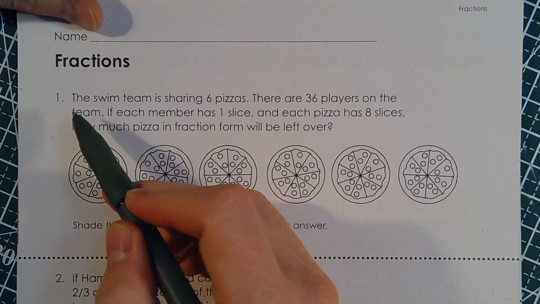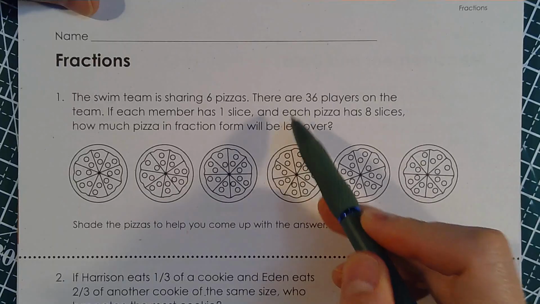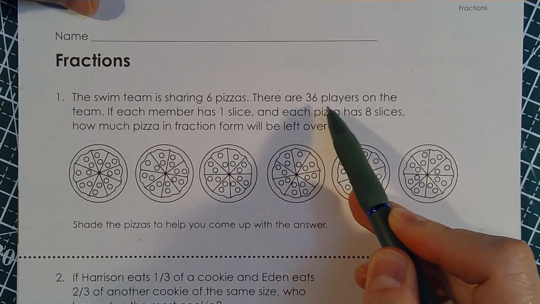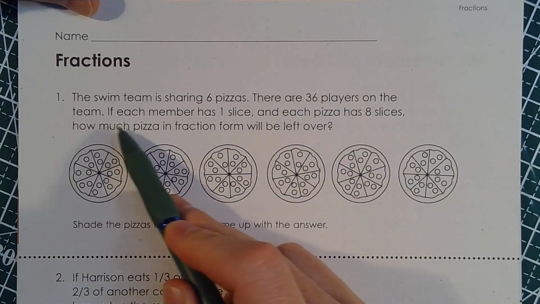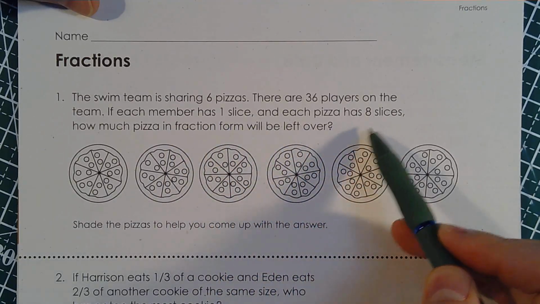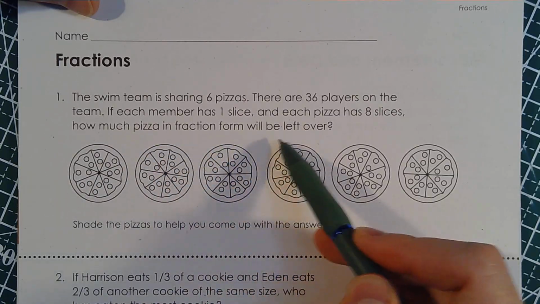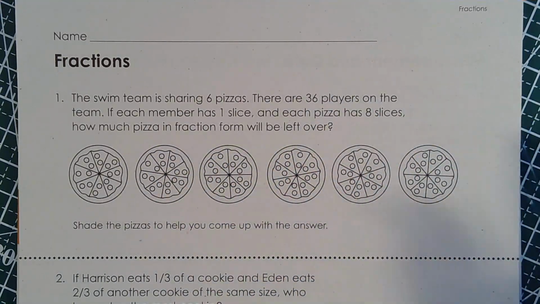Let's go ahead and do number 1. The swim team is sharing 6 pizzas. There are 36 players on the team. If each member has 1 slice and each pizza has 8 slices, how much pizza in fraction form will be left over? So there's a few ways that we need to digest this or break this apart.